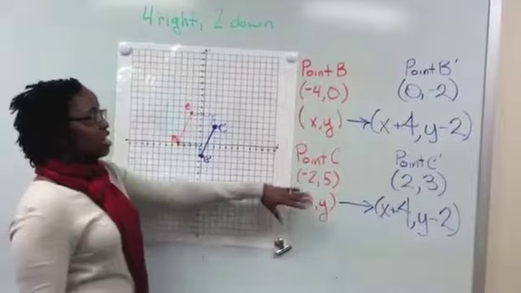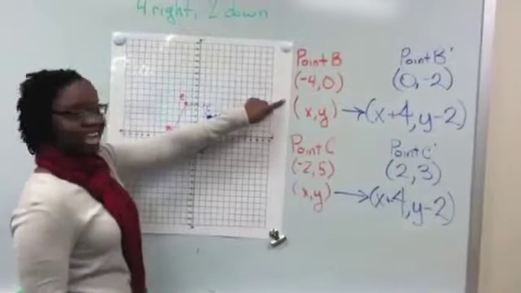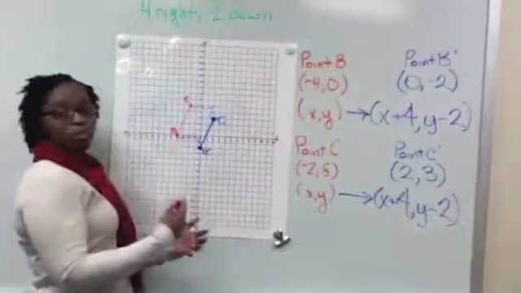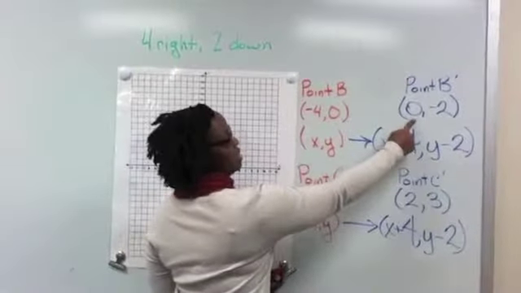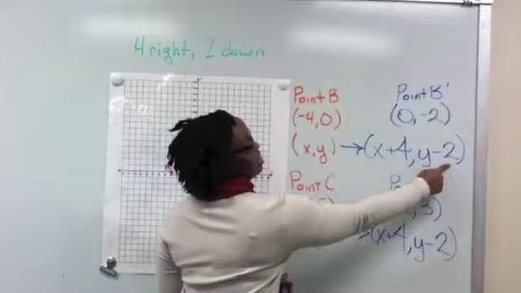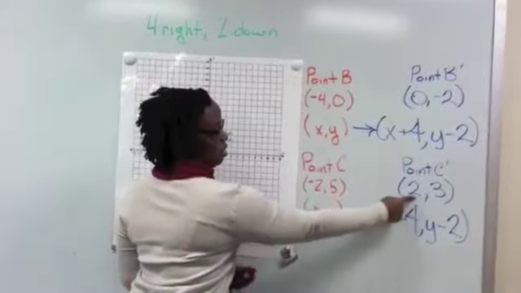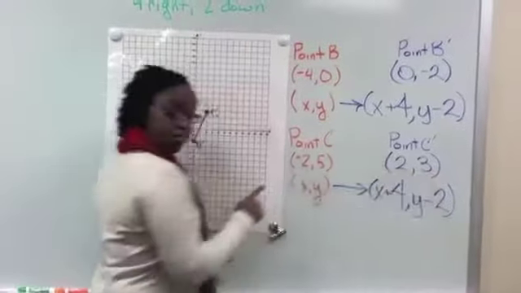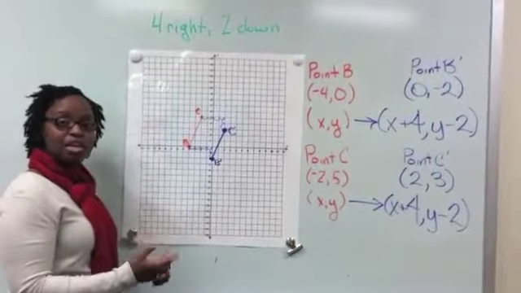If you take a look at it, both points have the exact same rule, or exact same arrow notation. It's because the same thing happened to both points in our figure. And you can check it. Negative 4 plus 4 gives me 0. 0 minus 2 is negative 2. Negative 2 plus 4 gives you 2. 5 minus 2 gives you 3. So use what you know here. Go ahead and translate example 3. Come back, check it, see if you got it correct.